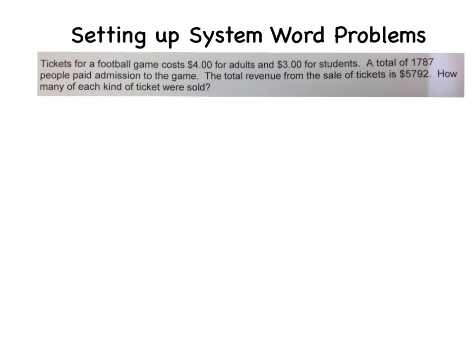So the first thing we need to do is define our variables. 95% of the time, you can find what your variables need to be by the last sentence, which is usually the question. How many of each kind of ticket were sold? Each kind. I know there are two kinds of tickets, so we're going to say X is going to be adult tickets and Y is going to be children tickets.